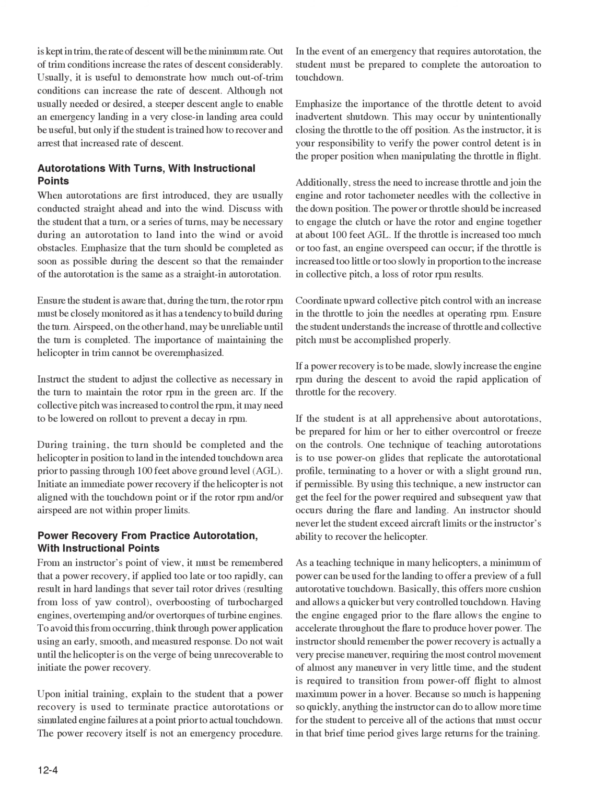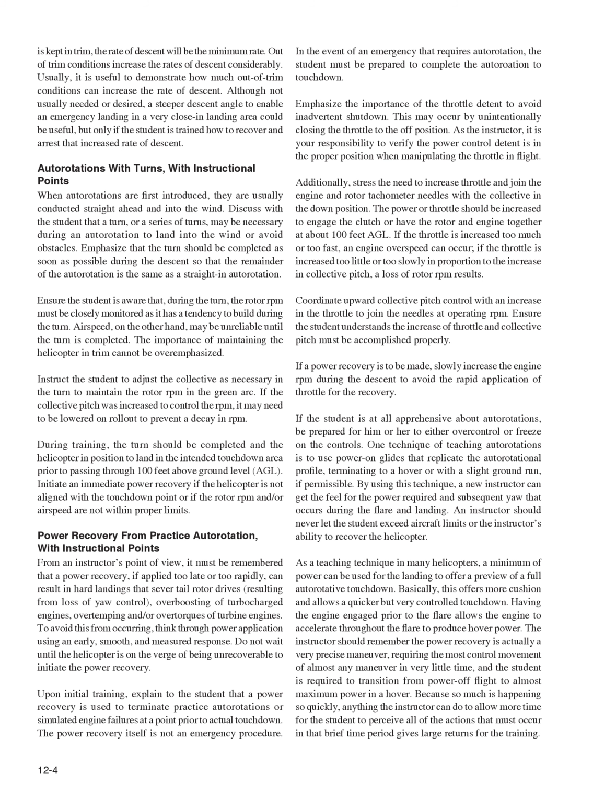The power or throttle should be increased to engage the clutch or have the rotor and engine together at about 100 feet AGL. If the throttle is increased too much or too fast, an engine overspeed can occur. If the throttle is increased too little or too slowly in proportion to the increase in collective pitch, a loss of rotor RPM results. Coordinate upward collective pitch control with an increase in the throttle to join the needles at operating RPM. Ensure the student understands the increase of throttle and collective pitch must be accomplished properly.